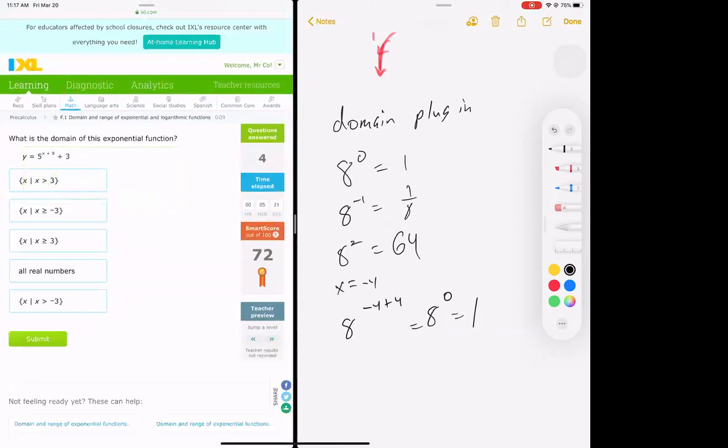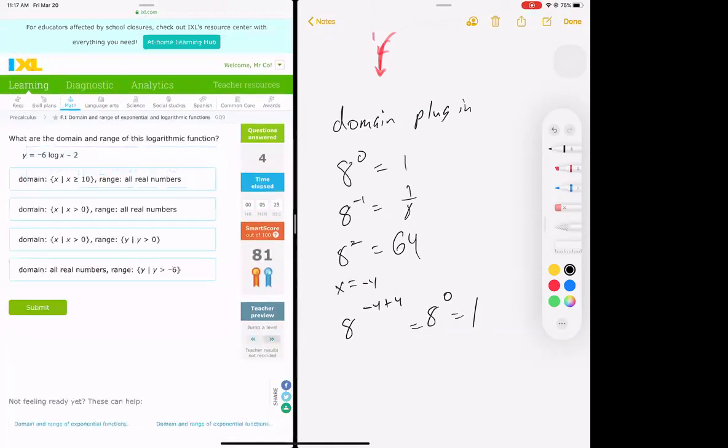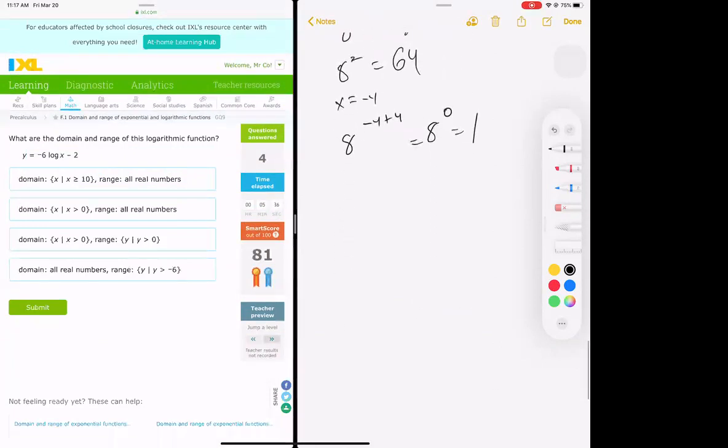So just practice this. This one is same type of idea. What are the domain and range of this log function? So again, the domain values are what values can I plug in, and range is what values do I get out. So looking at this log function, y is equal to -6 log of x minus 2.